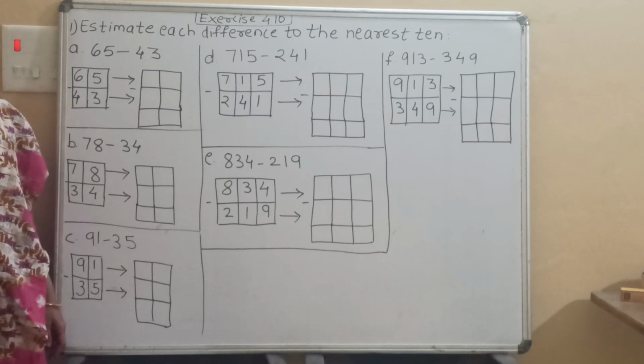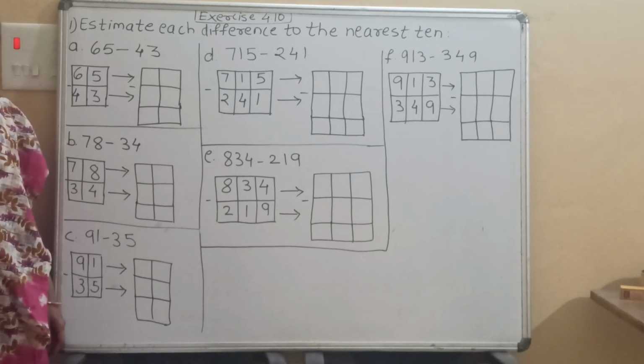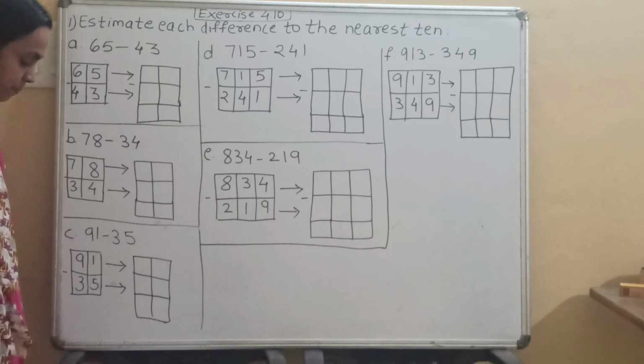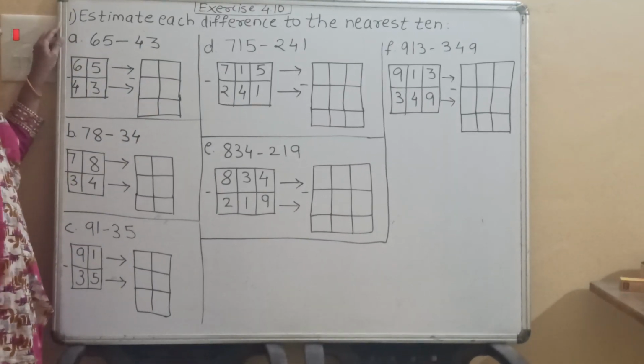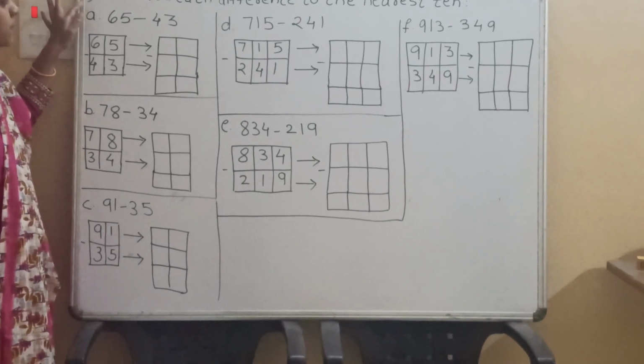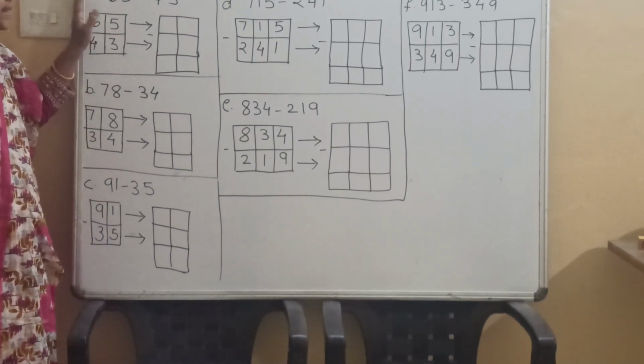Good morning students. Now today we will see exercise 4.10, page number 70. So what is given in this exercise? Estimate each difference to the nearest 10.